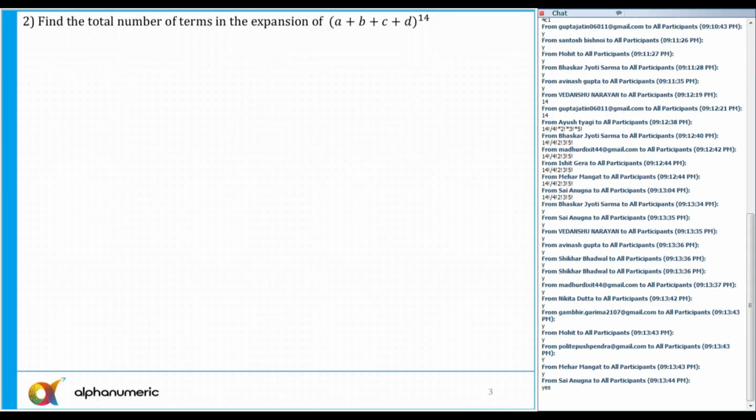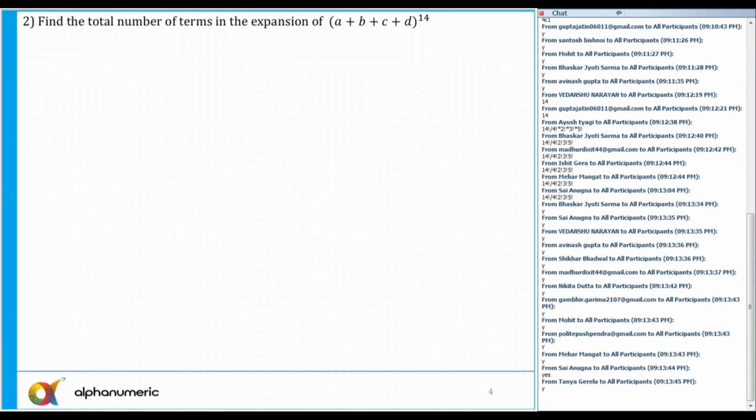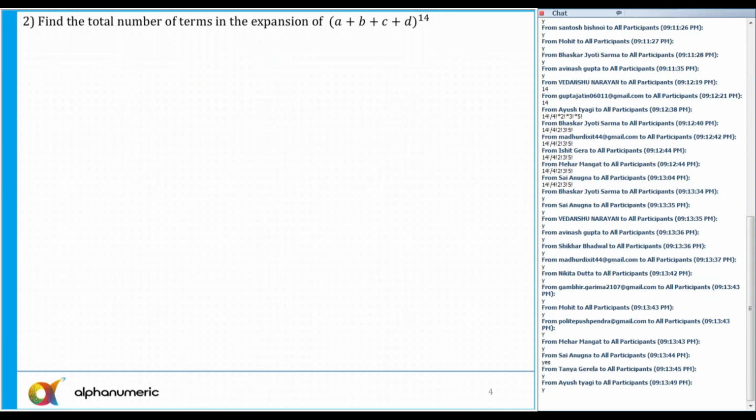Now tell me, what is the answer for this question? Find the total number of terms in the expansion of (a + b + c + d) raised to power 14. Find the total number of terms in the expansion of this.